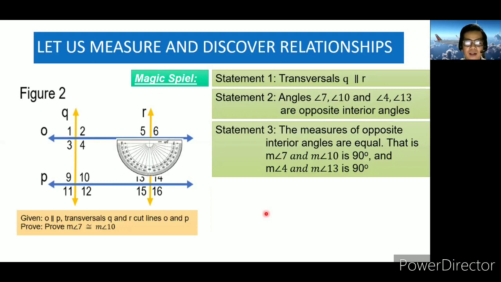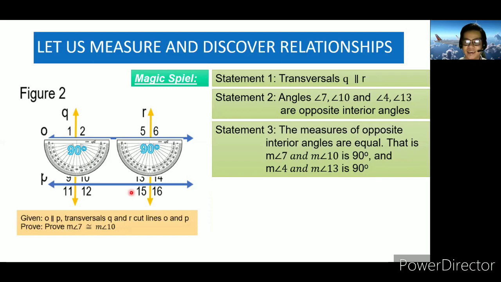The measure of angle number 7 is 90 degrees. Also, the measure of angle 10 here, since they are opposite interior angles, is also 90 degrees. And angle 4 is also 90 degrees. Since angle 4 and angle 13 are opposite interior angles, angle 13 is also 90 degrees.